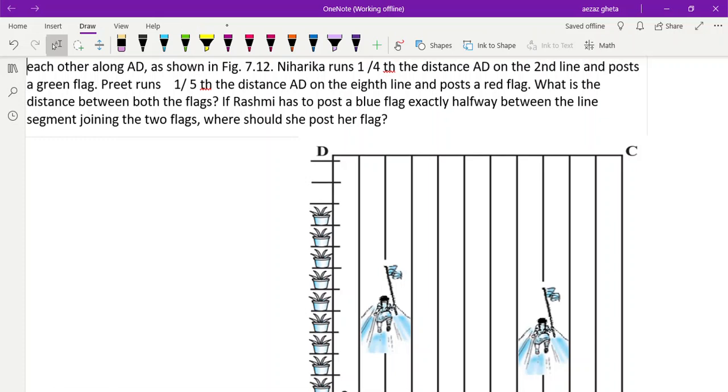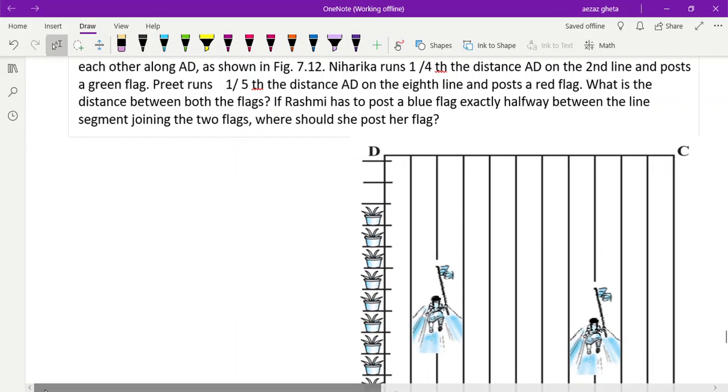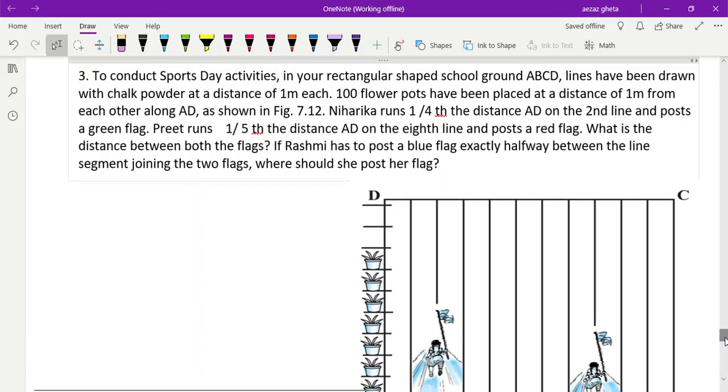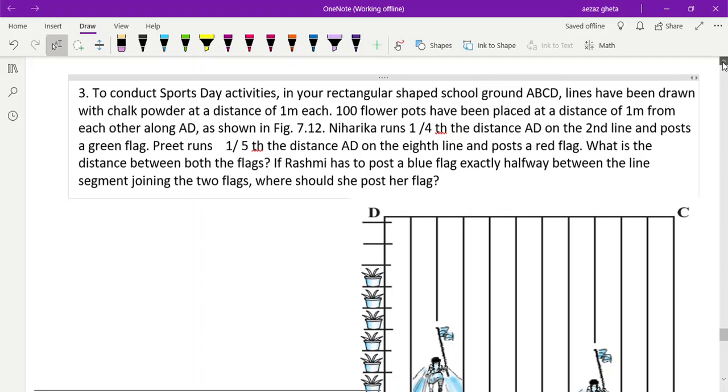See, here they gave a sports day activities question. The question is there on the screen. Read the question: to conduct a sports day activities in a rectangular shaped school ground ABCD, lines have been drawn with chalk powder at a distance of 1 meter each, and 100 flower pots have been placed at a distance of 1 meter from each other along AD.